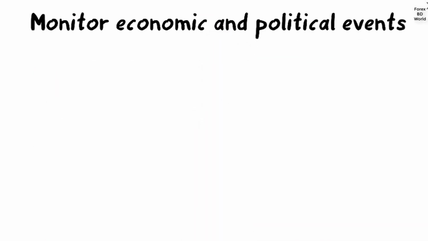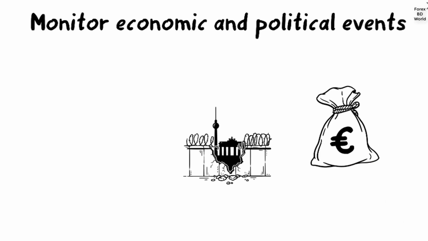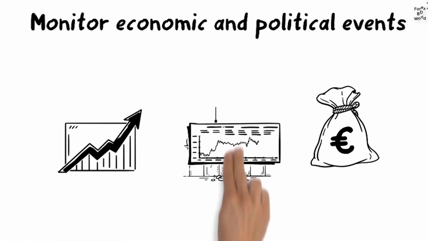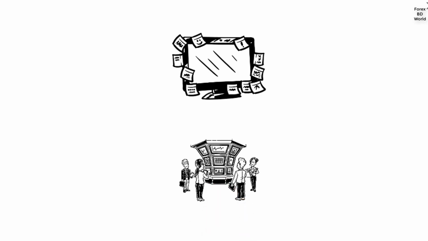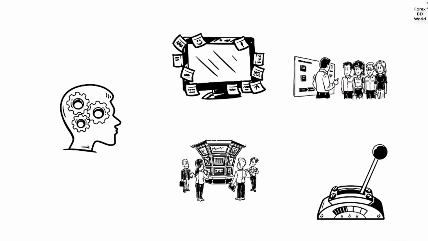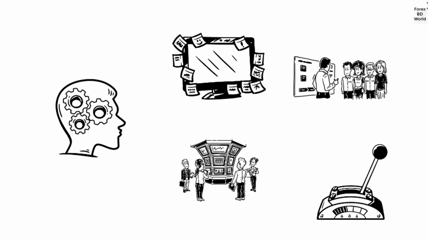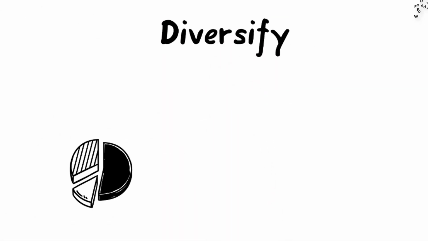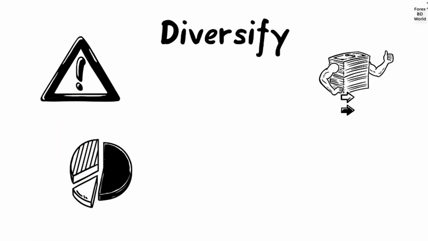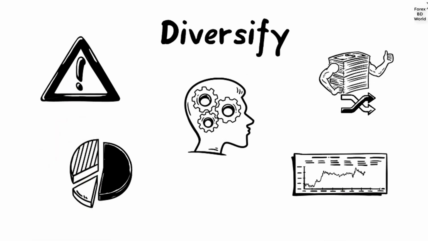Monitor economic and political events. Economic and political events can have a significant impact on Forex markets. Traders should stay informed about these events and adjust their trading strategies accordingly. Diversify. Diversification involves spreading your risk across different assets, markets, and trading strategies.